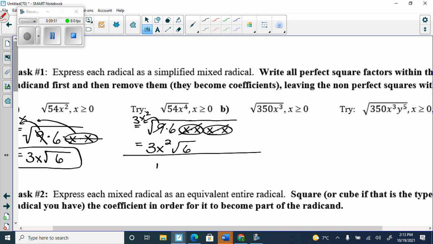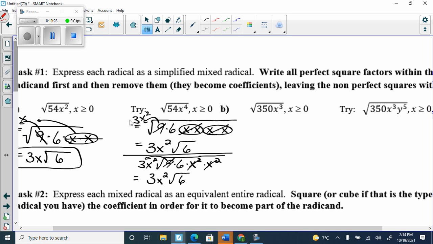So another way I could look at this, I can look at it just like that, and that's perfectly fine. Or I could say 9 times 6 times x squared times x squared. Because an x squared times an x squared is x to the 4, right? Because when you multiply two bases that are the same, you actually add the exponents. So this 9 would come out as a 3, and each of these x squareds would come out as 1x, right? So this would be 1x and another x, so I'd get x squared. Same answer, 3x squared root 6. So whichever way you find easier.